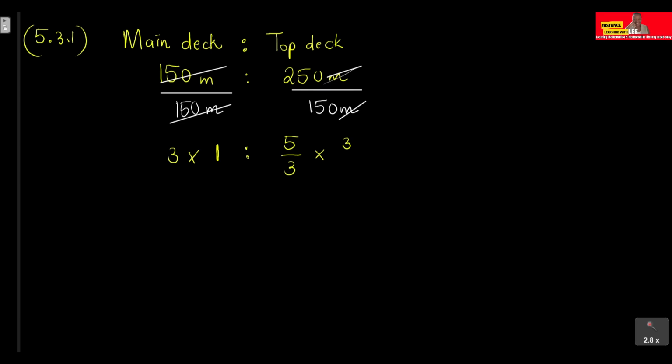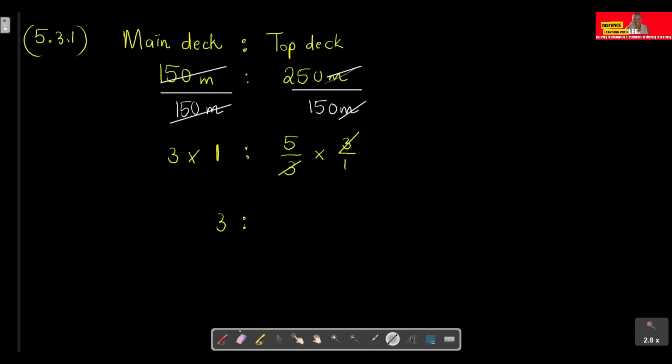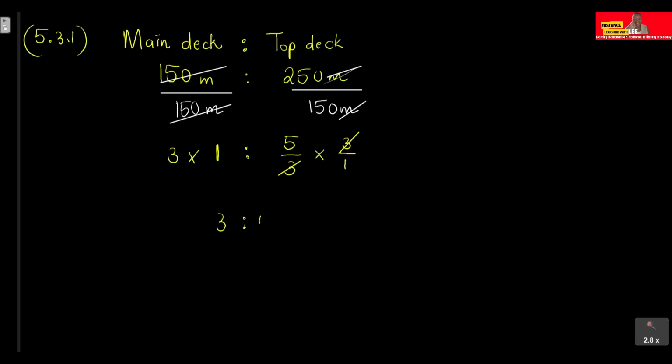Therefore, the ratio of the height of the main deck to the height of the top deck in simplified form: 3 times 1 is 3 is to... what happens here? Your 3 and your 3 cancel. Therefore, your final answer will just be 5. So that is basically what they want when they say you need to write the ratio in simplified form. I'm not going to give you an alternative to this answer, because I'm realizing that some people are getting a bit confused when I give alternatives. So I'll just leave it like this, and that is basically your answer.